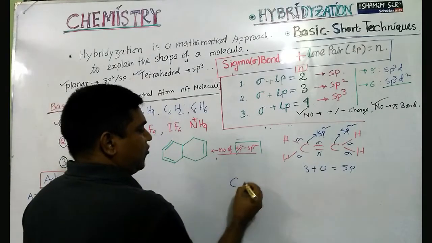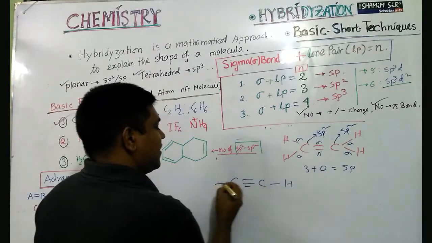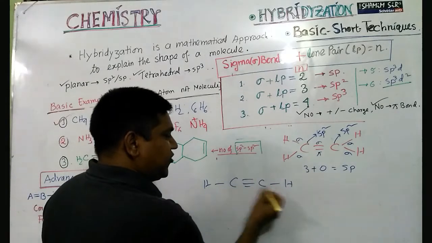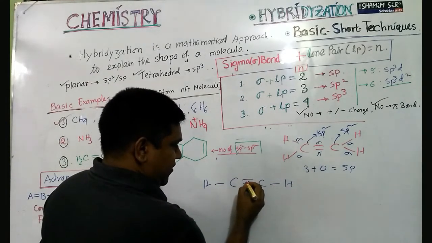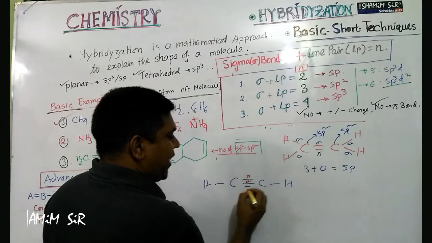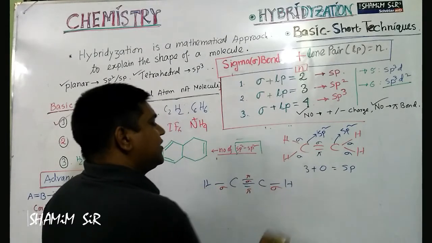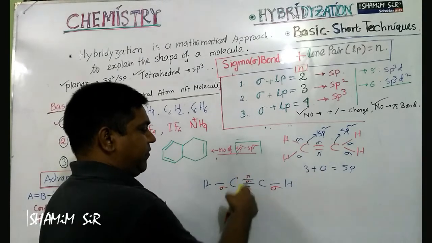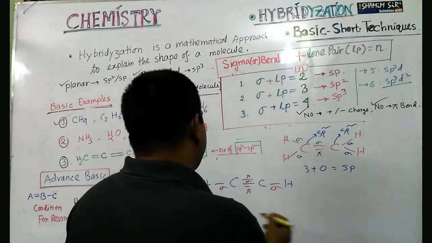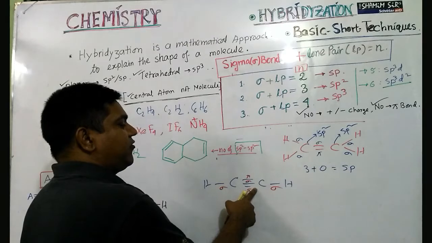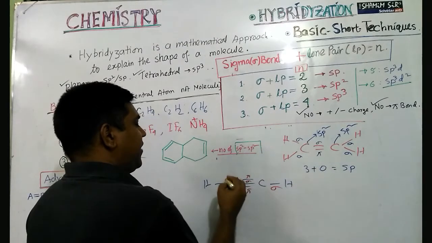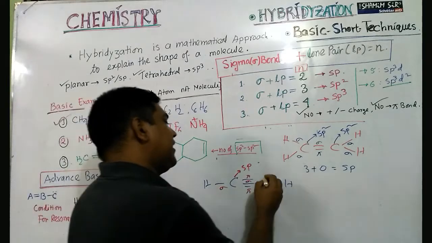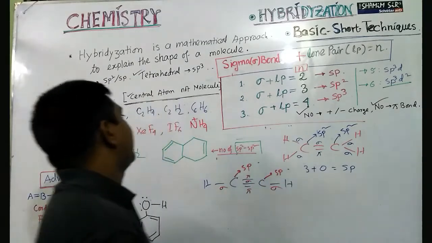C2H2, we all know it is acetylene. In acetylene, between the 2 carbons we get 1 sigma and 2 pi bonds. With hydrogen, 1 sigma bond. For this carbon, as we know, pi bonds will not be counted, so we are getting only 2 sigma bonds and no lone pair. So the hybridization will be sp. Similarly, the other carbon will be sp.